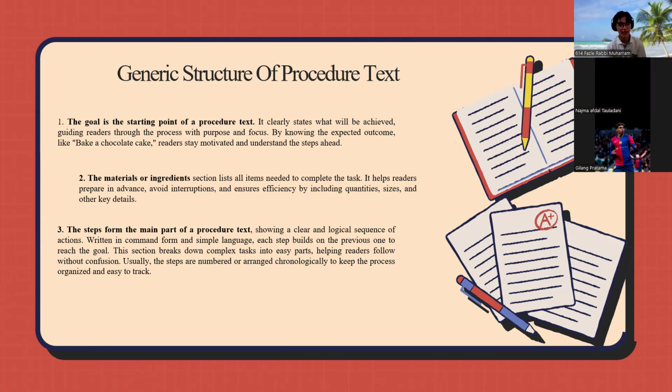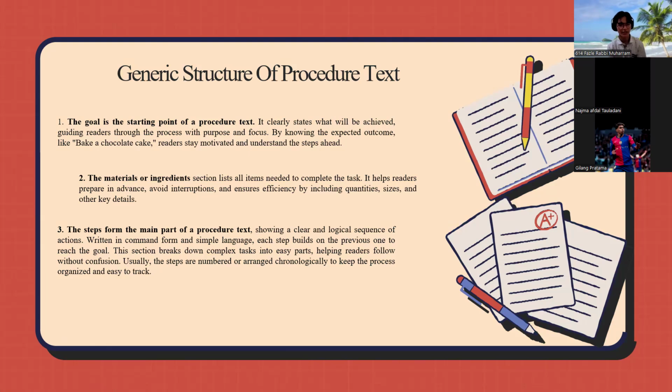Second, the materials or ingredients. This section lists all items needed to complete the task. It helps readers to prepare in advance, avoid interruptions, and ensure efficiency by including quantities, sizes, and other key details.